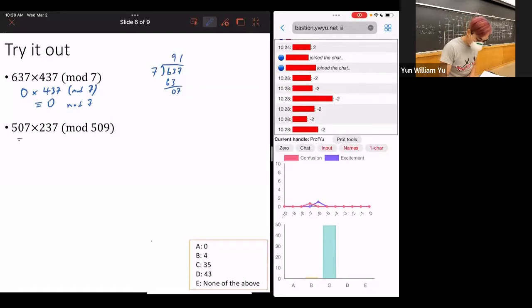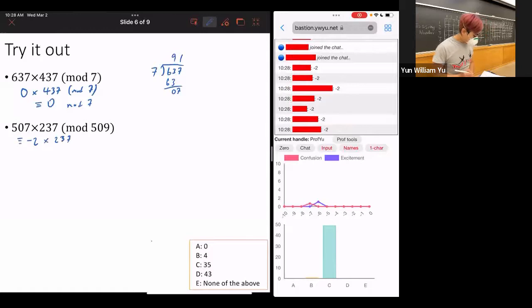And so this is equivalent to -2 times 237, which is equivalent to, that's minus 474. But of course, I want to turn this into something positive, and so I can add 509 to that, and so that's equivalent to 35. Okay, so this is one of those problems that if I wanted to do this by hand, it would be really painful, except that I happen to know these equivalence rules. I can convert things into negatives as well.